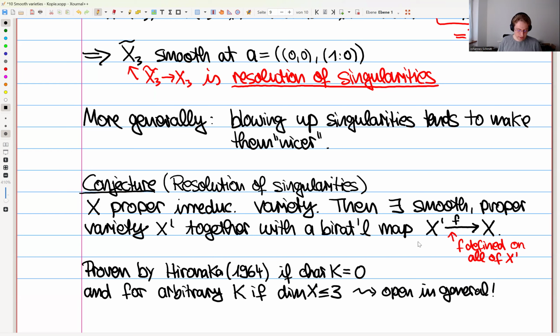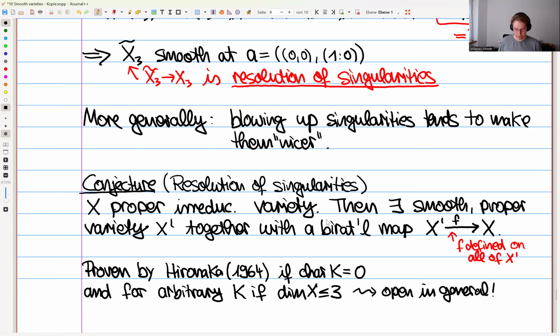And this conjecture was proven by Hironaka if the characteristic of k is equal to 0. And for arbitrary k, you can also prove it if the dimension of X is at most 3, but the general case is still open. So this is one of the big open problems in algebraic geometry. And I just wanted to mention it here.